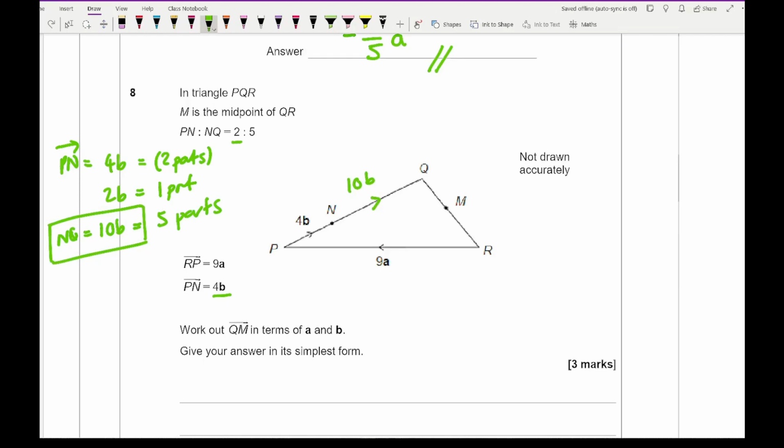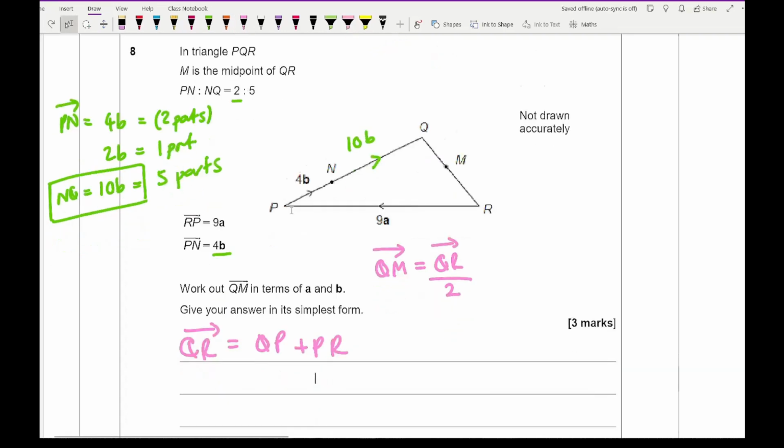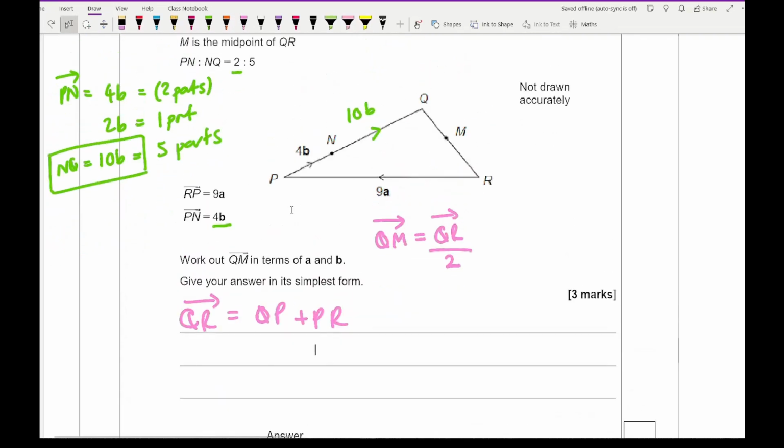So then from this, I can then use that to work out what Q to M is going to be. Well, Q to M is equal to Q to R divided by 2. So then if I work out what Q to R is, now Q to R is Q to P and then P to R. So then substituting those in, for Q to P, use a thinner pen.